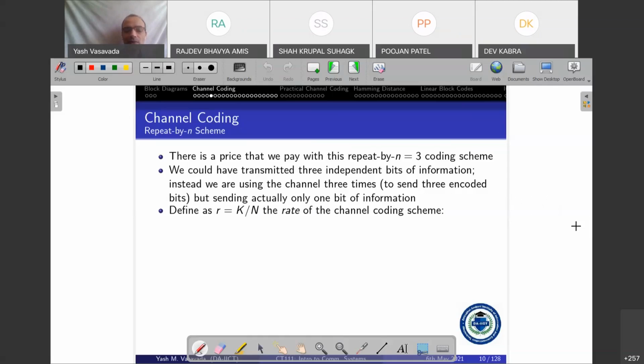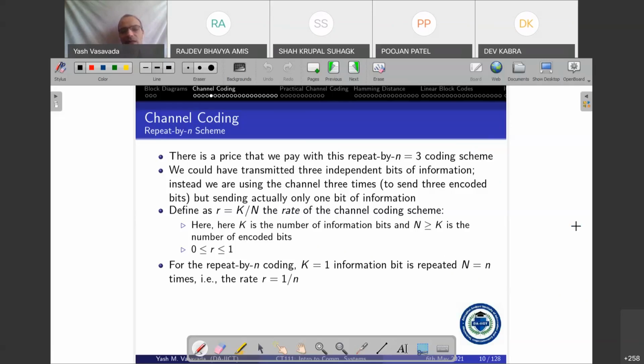Now we are going to define the rate of a channel coding scheme, which is the ratio k divided by n, where k is the number of information bits. For repeat by n, the number of information bits is always 1, right? We just take one information bit at a time and repeat it n times. Capital N is the number of encoded bits. This rate, small r, is always between 0 and 1. So for repeat by n coding, the rate is 1 over n, because we have one information bit which we are repeating n times.